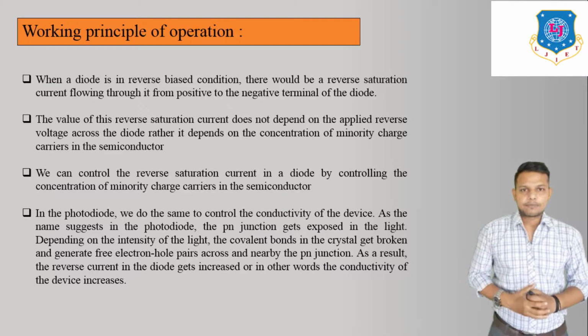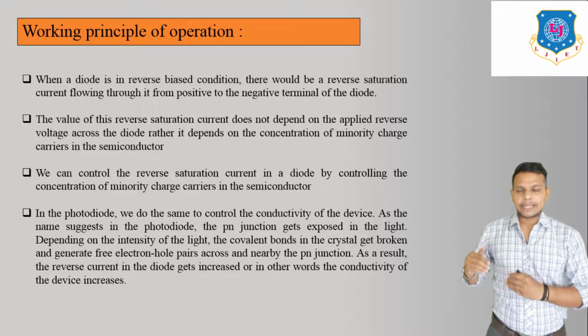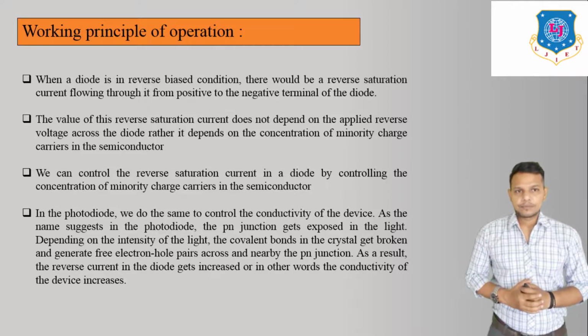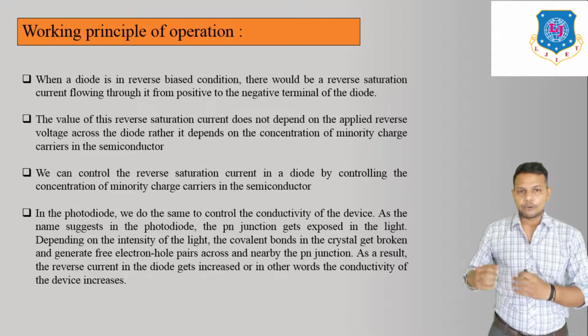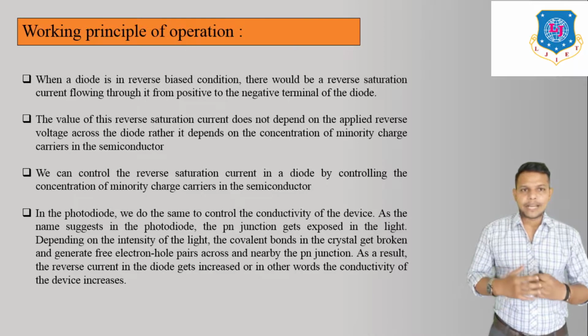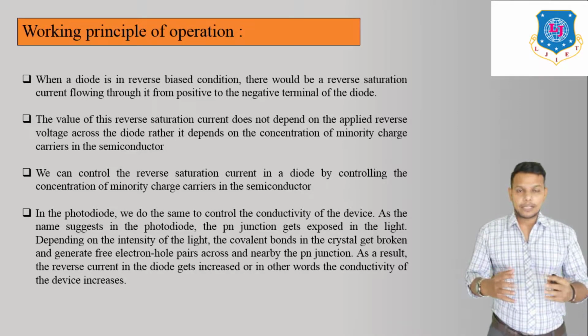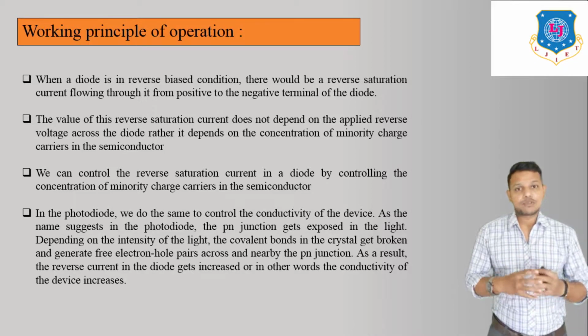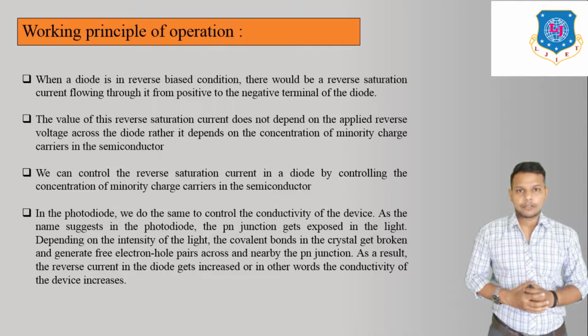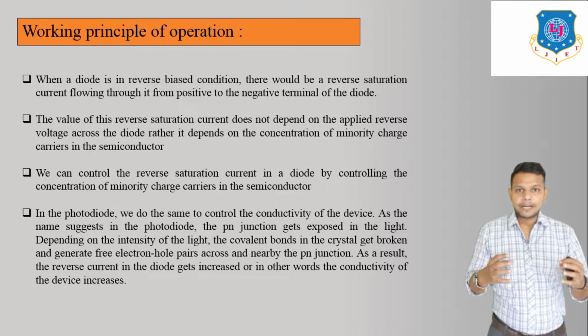Here we can see that when the diode is working in reverse bias condition, a reverse saturation current flows through it from the positive to the negative terminal of the diode. Now I am going to discuss the reverse biased condition. That means its depletion width is larger, wider compared to the forward one. That means the depletion region is spread across the p-type and n-type regions.